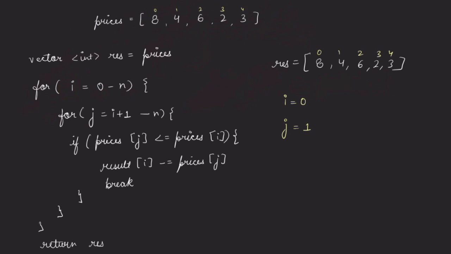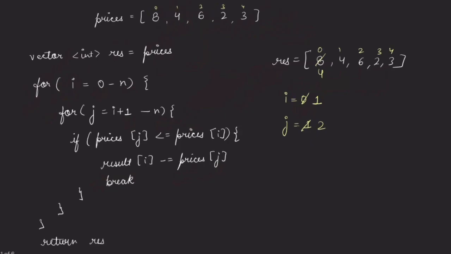Now we will check prices of j, that is 4, less than or equal to prices of i, that is 8. Condition is true. So in result, at index i, that is index 0, we will subtract prices of j, which is 4. So this will change to 4 and we will break our loop. Now i will start from 1 and j will start from 2. Now again, is 6 less than or equal to 4? No. So j will become 3 now. Then 2 less than or equal to 4? Yes, it is. So it will come inside, this will become 2 and we will break out of the loop.